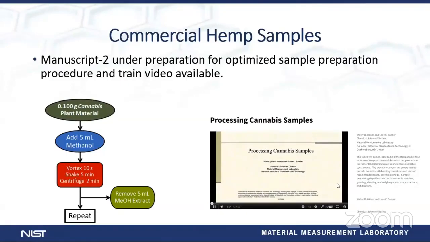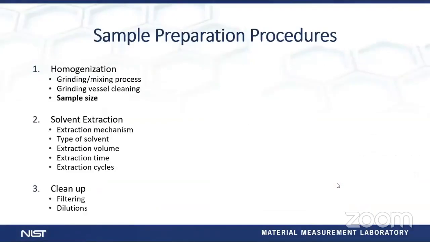The general scheme for the extraction process involves 0.1 grams of cannabis plant, where we add 5 milliliters of methanol, vortex it for 10 seconds, shake it for 5 minutes, and centrifuge for 2 minutes. And then remove the extract and repeat it. Now I'm going to go into some detail about how we did that.